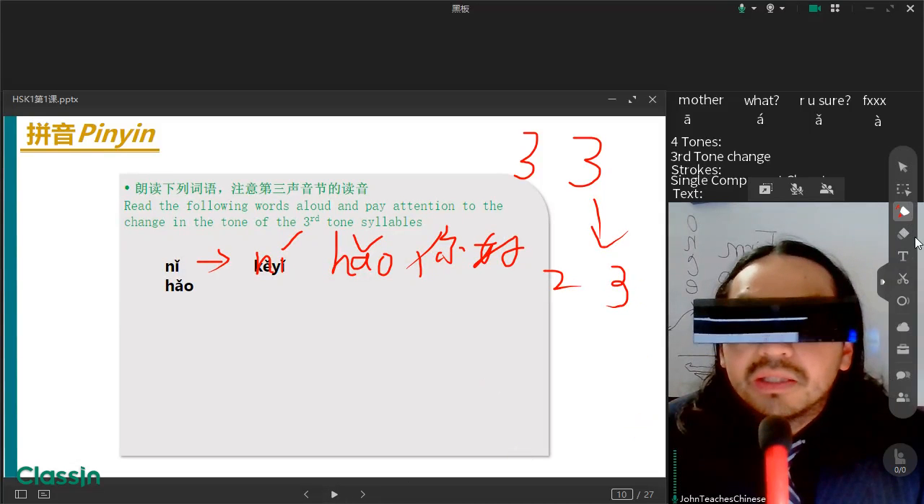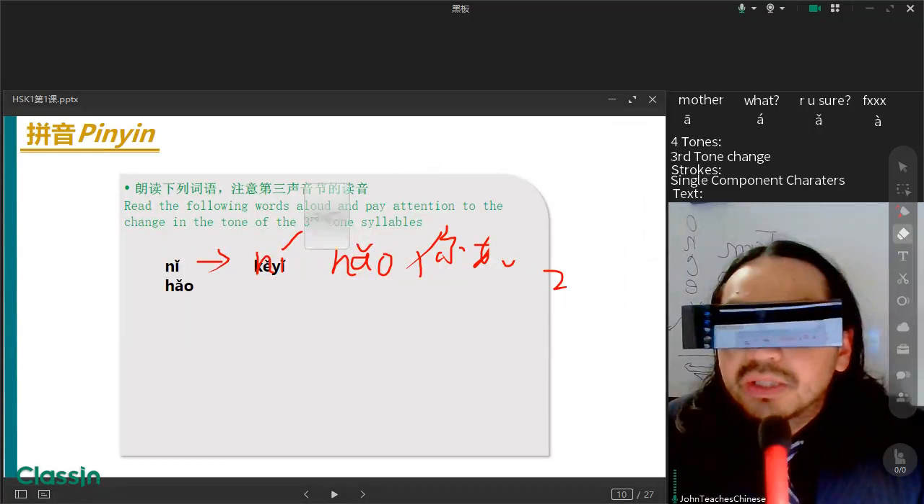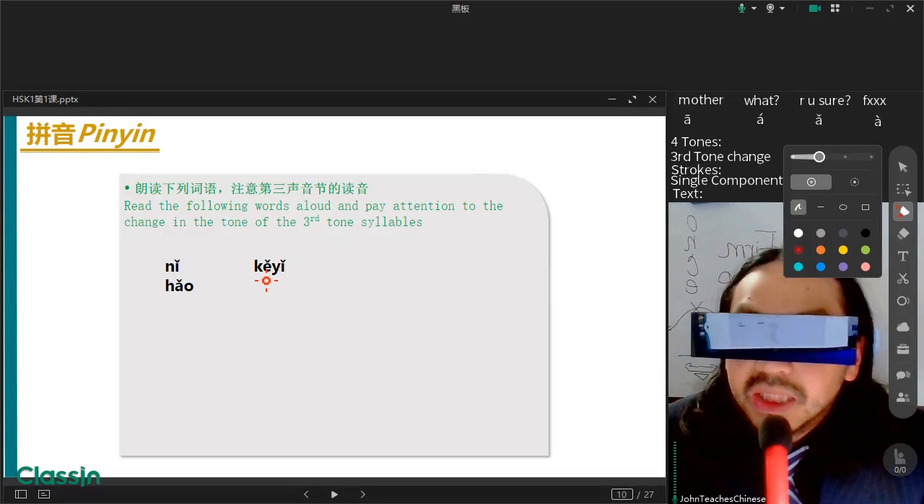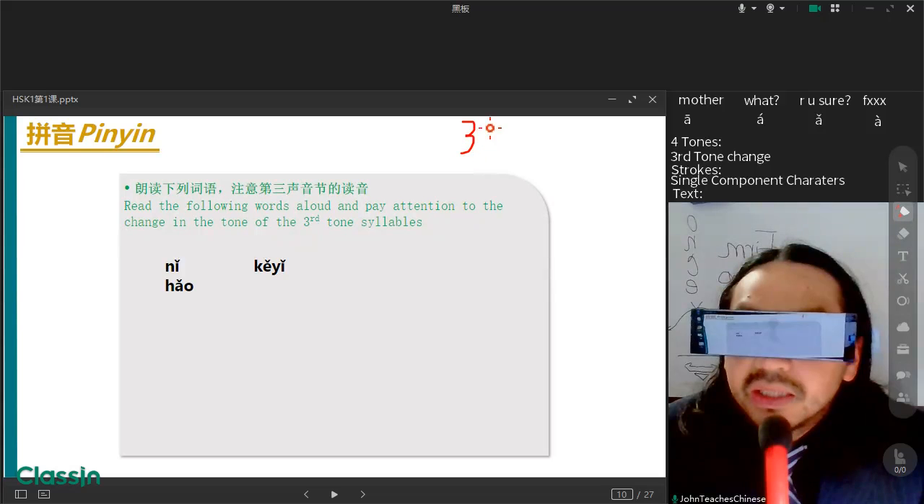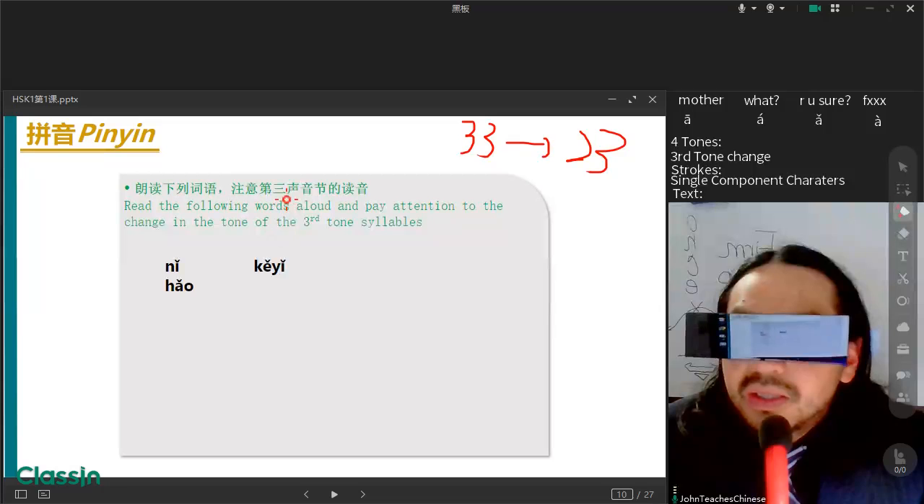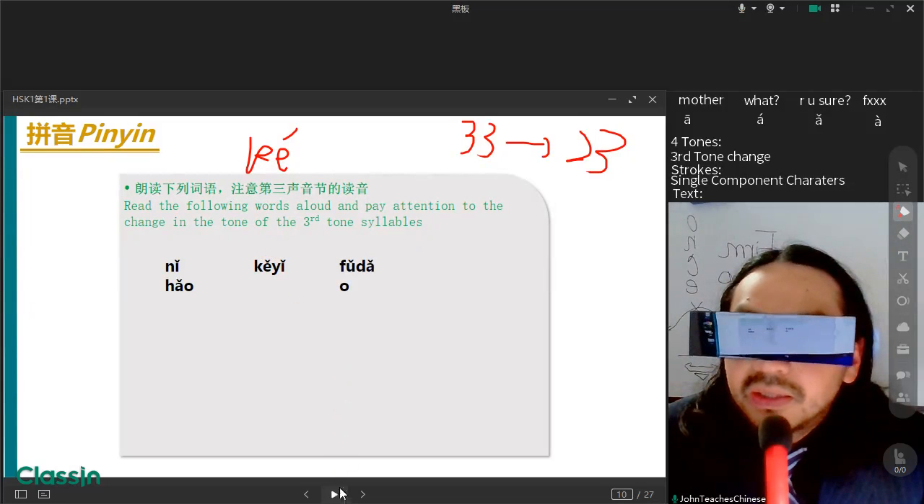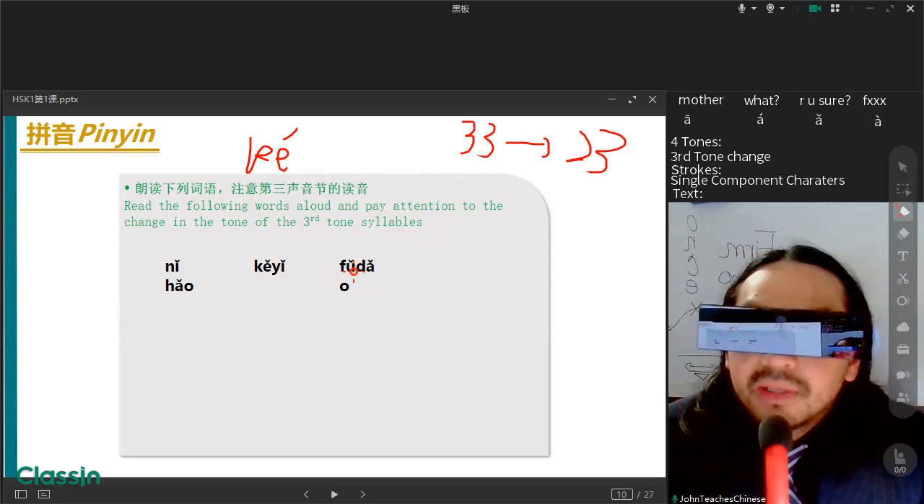Here I think they just want us to read. How to read 可以? When you see a 3-3, you need to change it into 2-3. So you're going to read it 可以辅导. It's again 3-3, so you should change it into 2-3. 辅导.